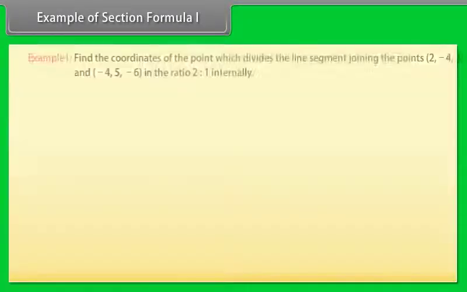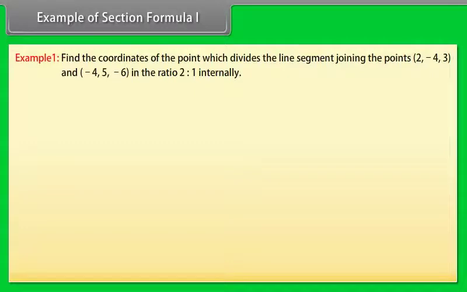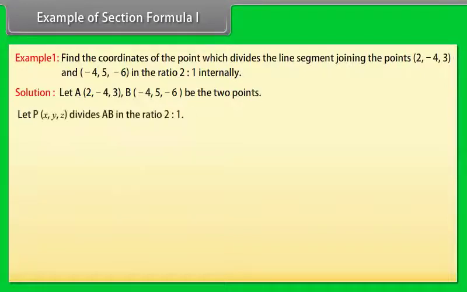Example of section formula 1. Find the coordinates of the point which divides the line segment joining the points (2, minus 4, 3) and (minus 4, 5, minus 6) in the ratio 2:1 internally. Solution. Let A (2, minus 4, 3) and B (minus 4, 5, minus 6) be the two points. Let P (x, y, z) divide AB in the ratio 2:1.